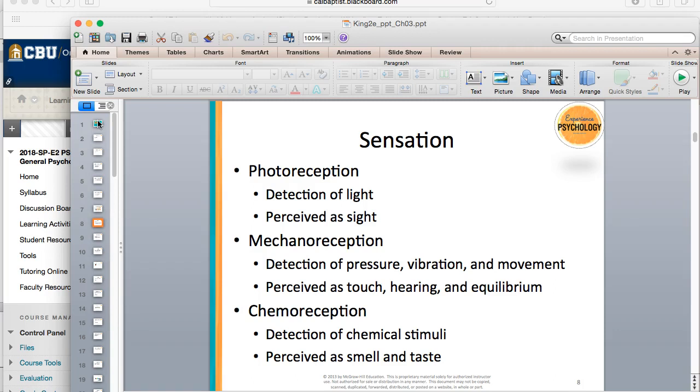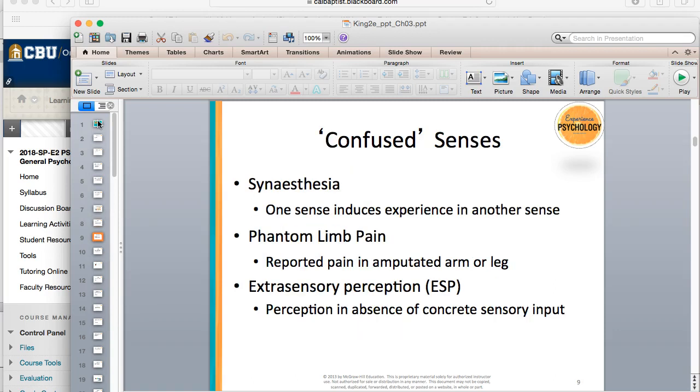Mechanoreception, detection of pressure, vibration, and movement perceived as touch, hearing, and equilibrium. So this helps you keep balance, as well as being able to touch things and feel them and hear. Chemoreception is the detection of chemical stimuli perceived as smell and taste. And this is really interesting because chemotherapy and chemoreception both involve chemicals. So if you're ever wondering what this may be, just make that correlation in your mind. Chemotherapy, chemoreception. Very similar. Chemo, of course, is chemical.